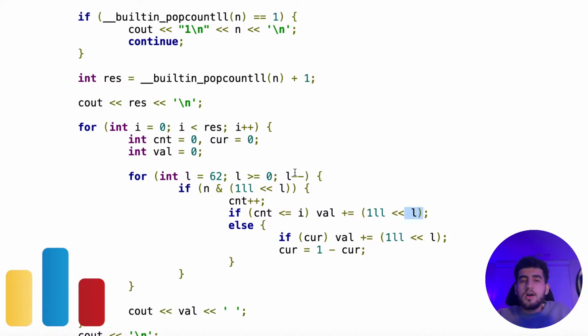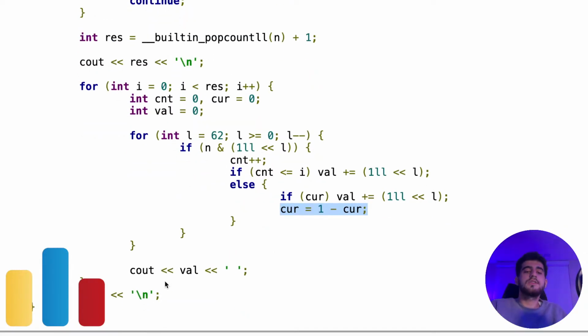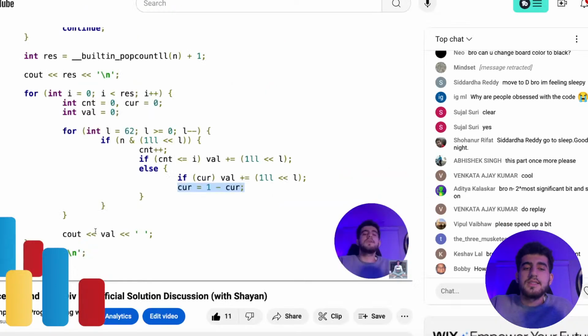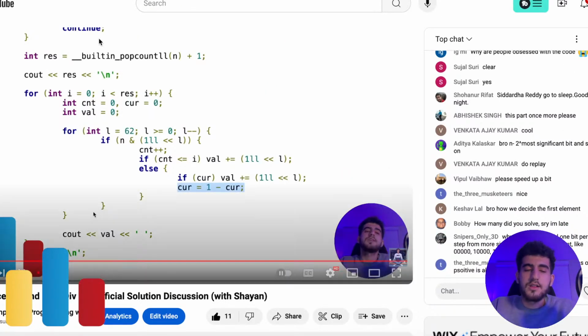Otherwise, we have a car that alternates between 0 and 1. If car was 1, we say that val plus equal to 2 to the power of l. Otherwise, we do nothing, and each time car becomes 1 minus car. So each time car toggles. This way, at the end, we know what this value is, and we cout val, and we cout endl. And this way, we're going to have the final answer.